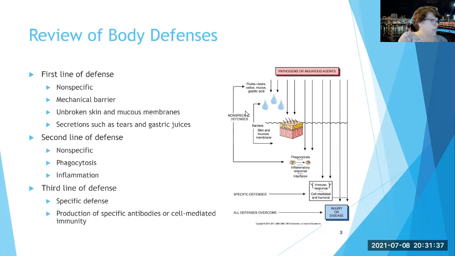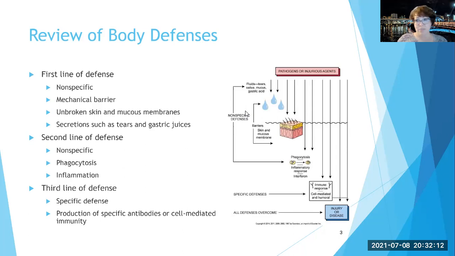We also have body secretions such as saliva and tears that contain enzymes or chemicals that break down potentially damaging material. So our gastric juices are also part of that first line of defense. So a lot of stuff can't make it through the stomach because the gastric juices are pretty hardcore, acidic. The second line of defense is also non-specific, and that category includes phagocytosis and inflammation.